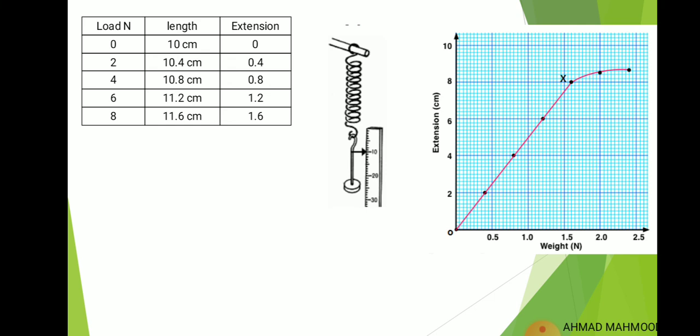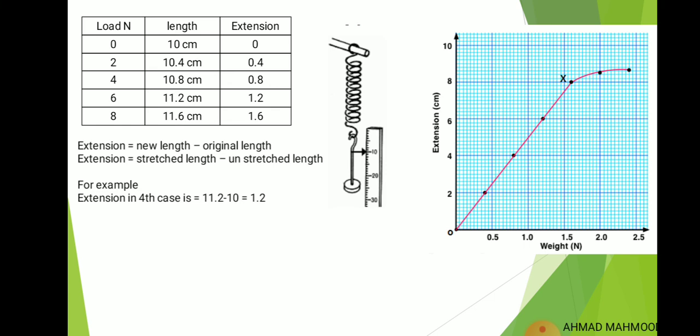We again increase the load by 2 Newton, and there is another 0.4 centimeters of extension. Again, we have 0.4 centimeters of extension when we increase by 2 Newton further. And at the end, we made it 8 with an increase of 2 Newton, and there is another extension of 0.4 centimeters. So it means that there is a uniform extension, a constant direct relation between load and extension.